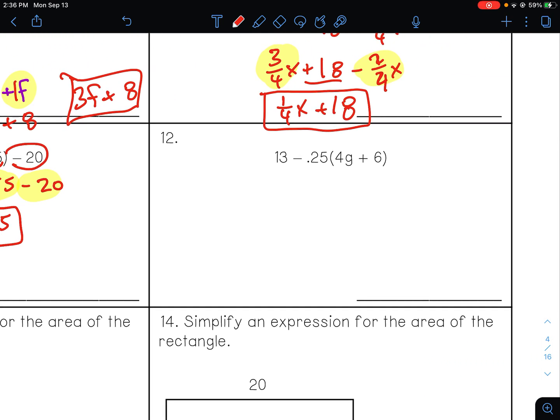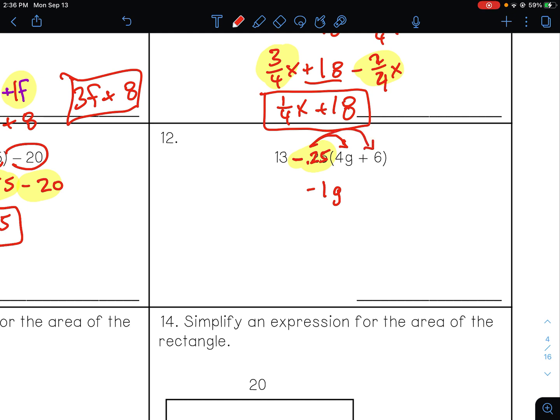Oh, goodness, this is 0.25. Nothing to do with this 13, and not just negative 0.25. Holy cow. So it's this whole term, negative 0.25. Multiply that by 4. You put that in your calculator. You get negative 1. So negative times a positive is a negative. So you get negative 1.00. So negative 1g.